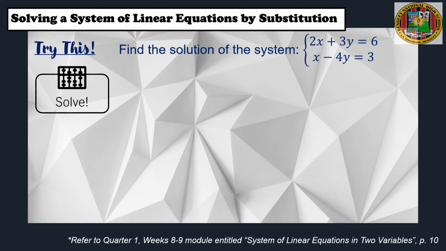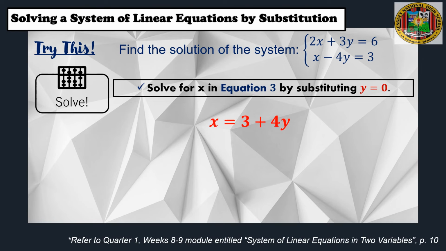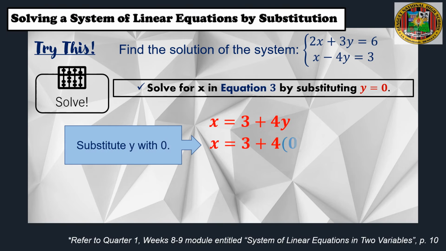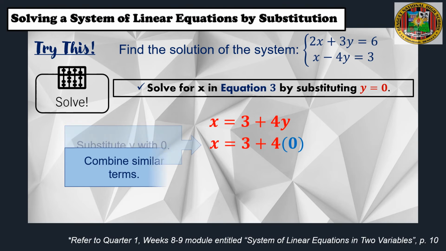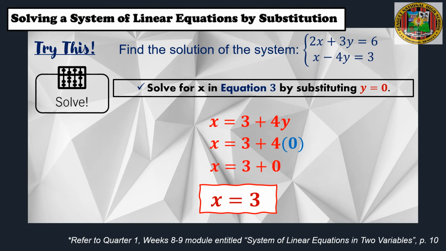Now that we know what the value of y is, we substitute it in equation 3 to solve for the value of x. We begin with the equation where we substitute y with 0. We simplify this by multiplying 4 by 0, which is 0. This results to 3 plus 0, which we have to combine. Thus, the value of x is equal to 3.